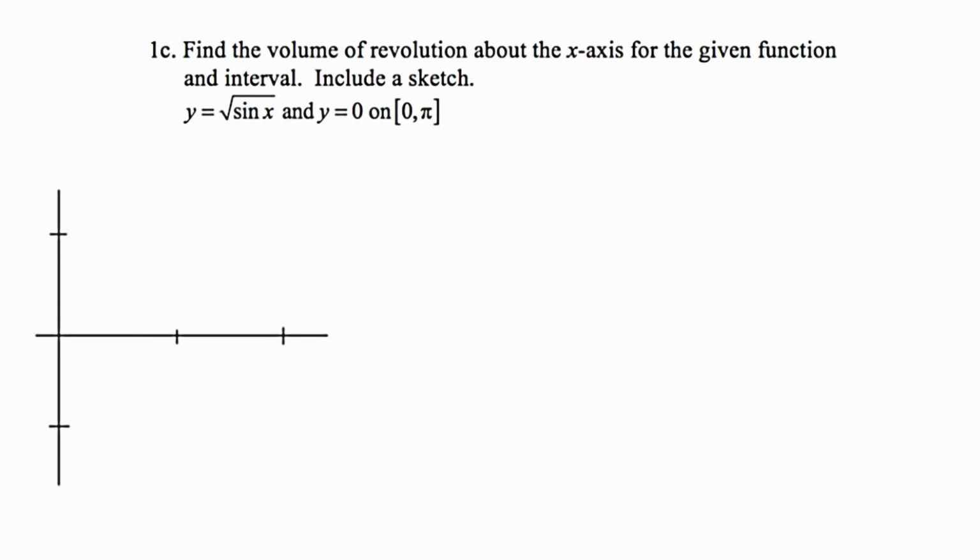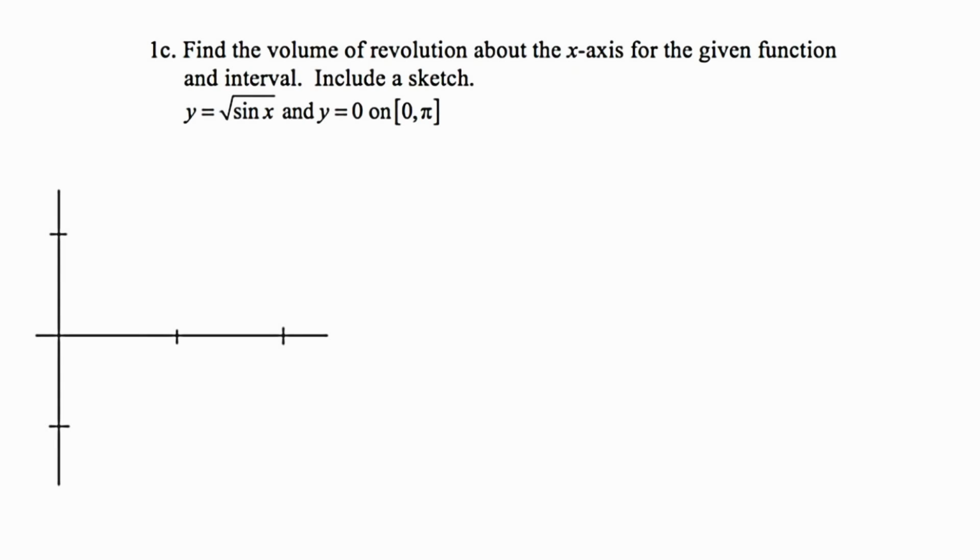In number 1c, we're asked to find the volume of revolution about the x-axis for the function y equals the square root of sine x bounded by y equals 0 on the interval from 0 to pi. Include a sketch. So let's first start by sketching y equals the square root of sine x.